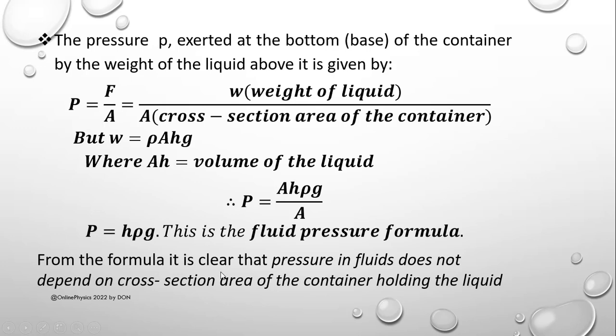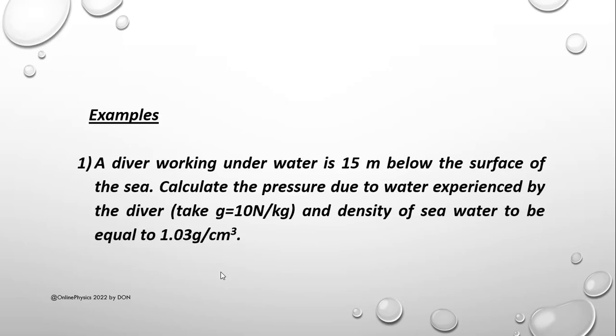From the formula, it's clear that pressure in fluids does not depend on the cross-section area of the container holding the liquid. So moving to the first example under that part, we can say a diver working underwater is 15 meters below the surface of the sea. Calculate the pressure due to water experienced by the diver, and we are supposed to take our g to be 10 newtons per kilogram and the density of seawater to be equal to 1.03 grams per cubic centimeters.